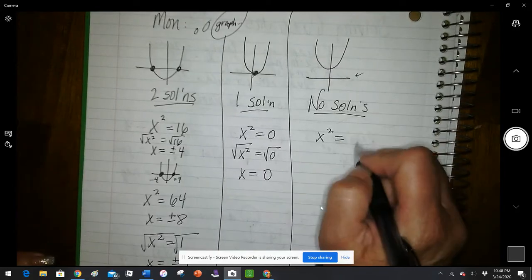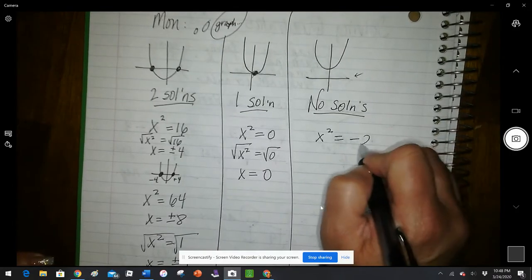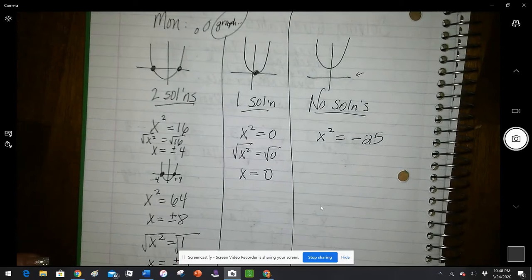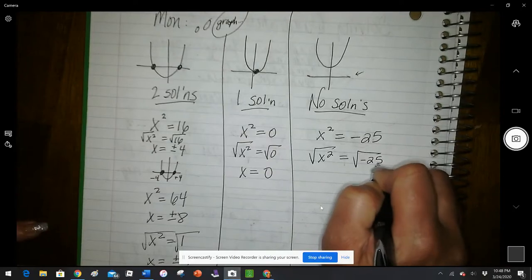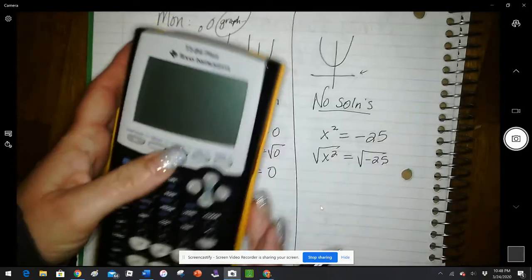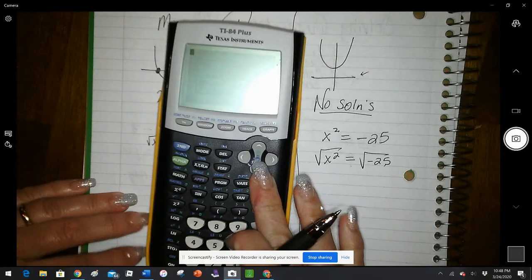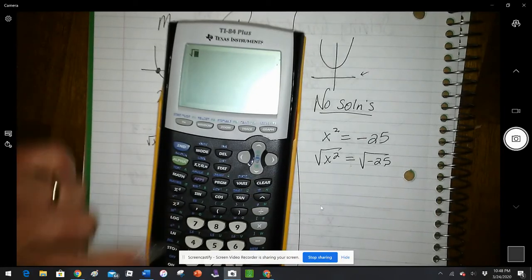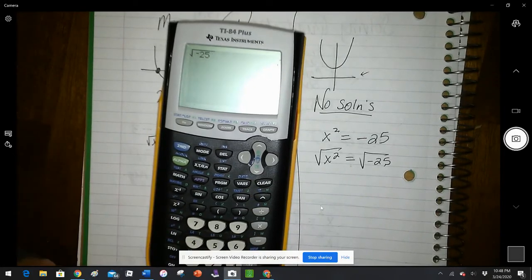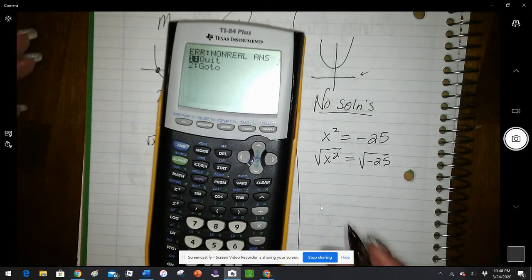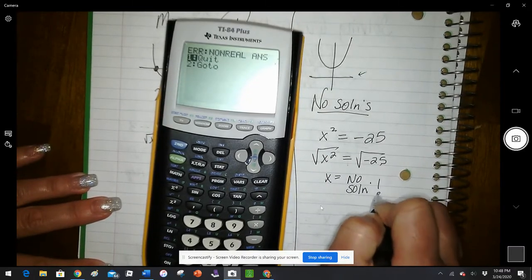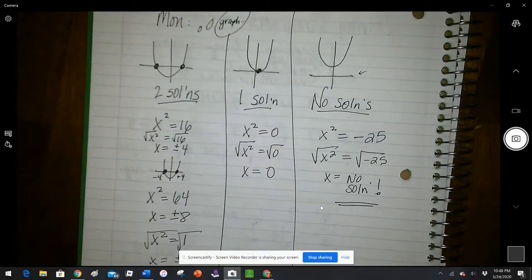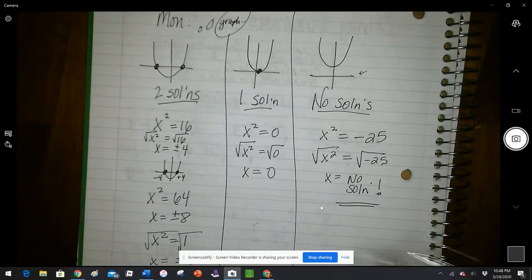So x squared equals negative 25. Well, if you square root both sides and you try to take the square root of a negative number, check this out. Let me get my calculator. If I did the square root of negative 25, I get an error. Something went wrong. You can't do the square root of a negative number. It's not allowed.